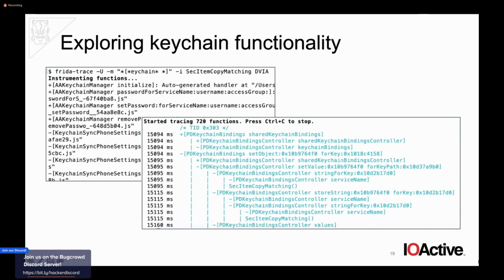We can see that there is a value being set for a key path. We can see a service name, which might correspond to the service name used to get information in and out of the keychain. And indeed, we see SecItemCopyMatching is being called. So we're in the right place and we're hitting the right functionality. And if we're interested in keychain wrappers, this is likely where we want to be.